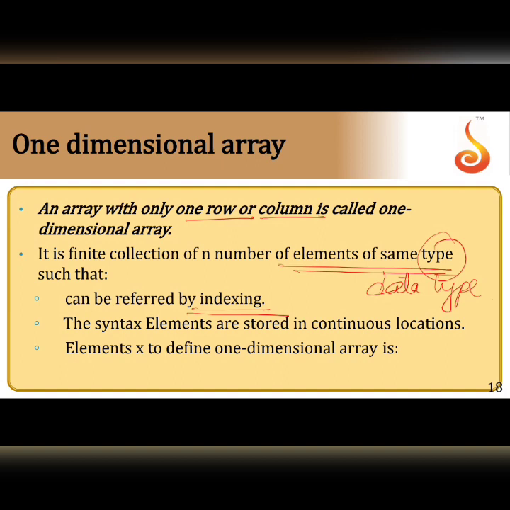The array elements are stored in continuous locations. To define a one dimensional array you need x elements, where x is a finite number. What are those? Int, I can say ARR of x, where x is a number. It will not be a variable, it will be the size, the size of the array.